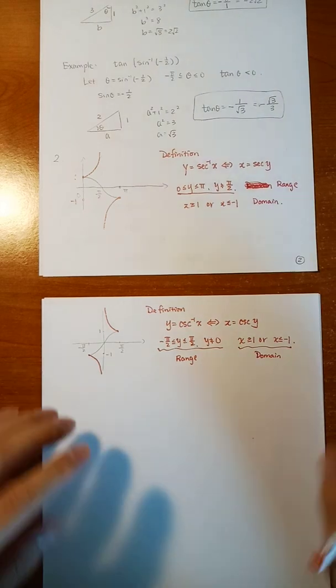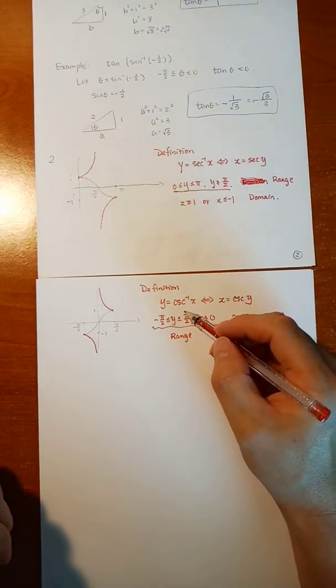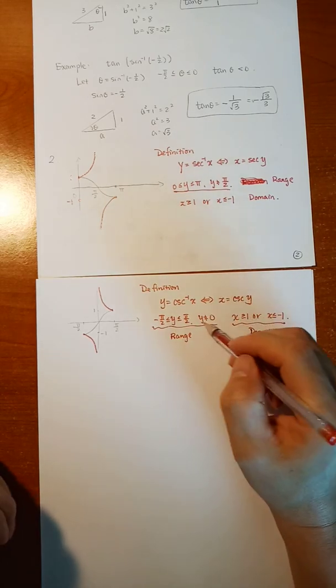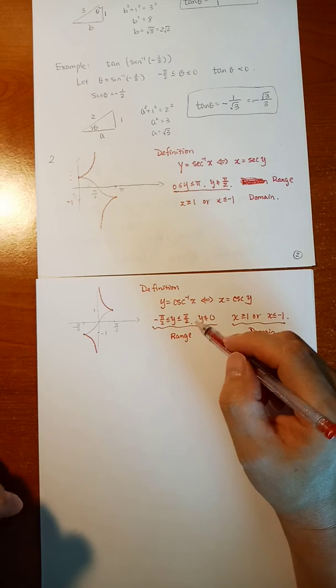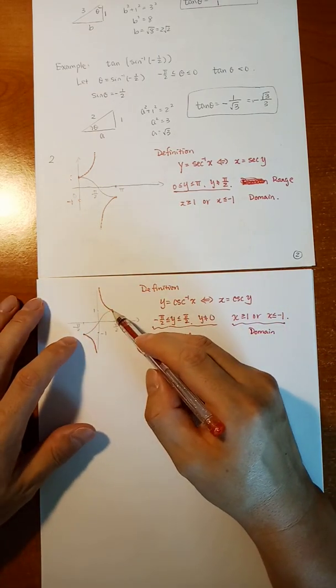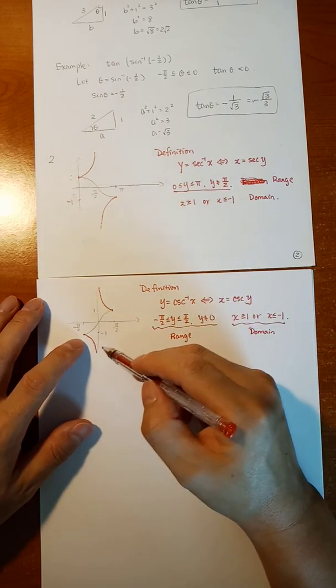Okay, so this is a secant inverse and a cosecant inverse. Again, for secant and cosecant, especially the range depends on the selection of the branches. Because for the sine and the sine inverse, we choose this branch. So for the cosecant, we also choose this branch.